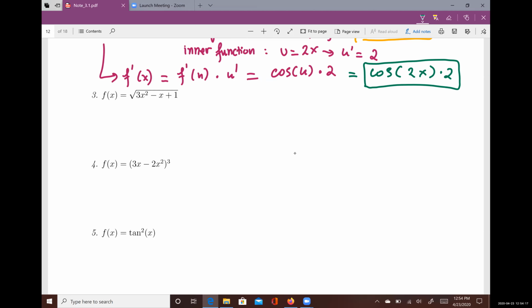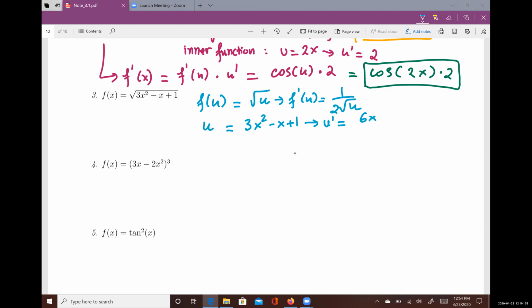All right, go to the next example. And again, as we know, the drill is we want to find f of u and u, right? So f of u is the outer function and u is the inner function. So f of u equals, and then the outer function is the square root of u. And so that means f prime of u equals 1 over 2 square root of u. This is one of the basic functions. And then u equals whatever is inside the radical, which is 3x squared minus x plus 1. So then u prime equals 6x minus 1.